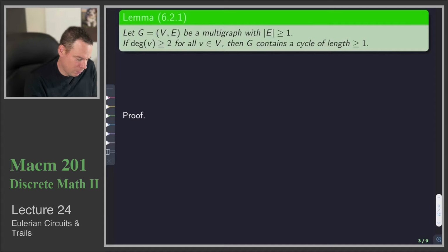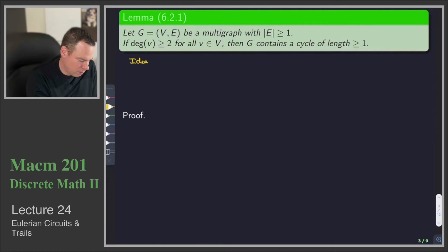So let's start with this lemma, however. What does this lemma say? Well, it says, suppose you have a multigraph which has at least one edge. Then, if every vertex in that graph has degree at least 2, then the graph must contain a cycle.